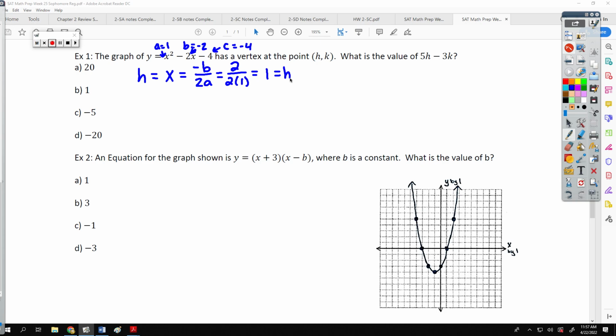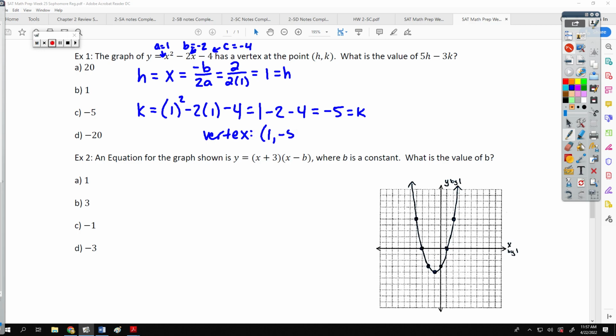Then to find the k value, we need to know the value of y when x equals 1. So we're going to find the k value by plugging that 1 into the equation for x. So for both x values in the equation, we are going to plug in h. That would give us 1 minus 2 minus 4, which is negative 5 for the k value. This tells us, and this is where it would come in your class, that the vertex of the graph is at the point (1, negative 5).